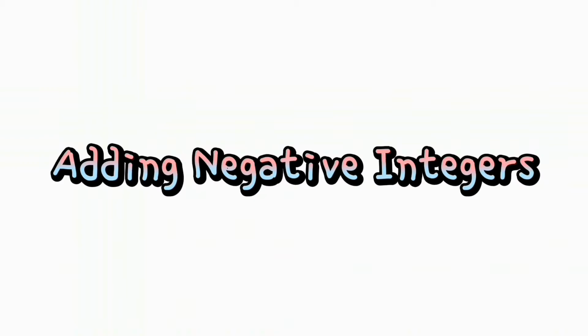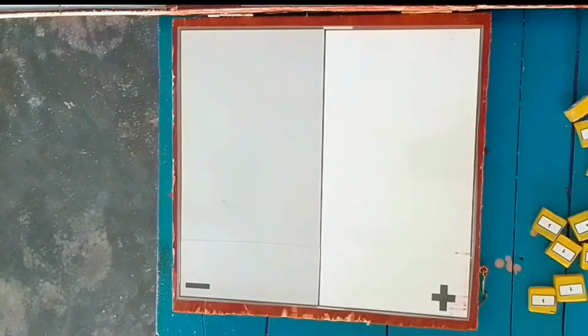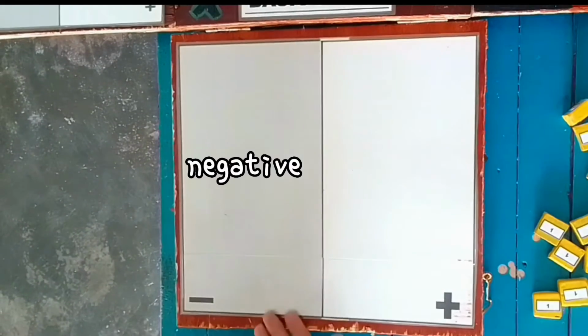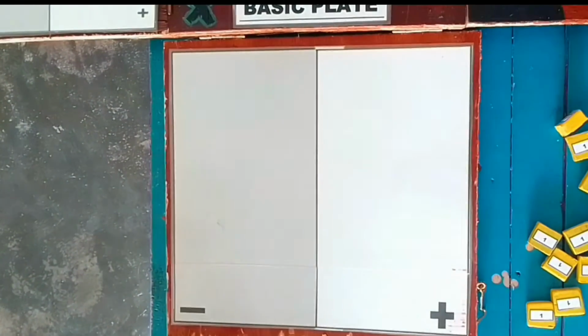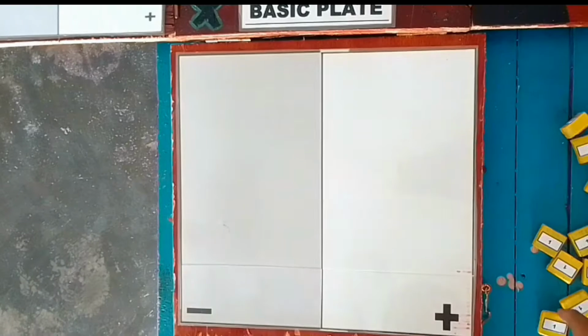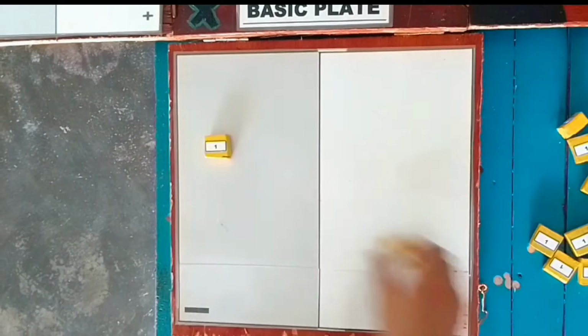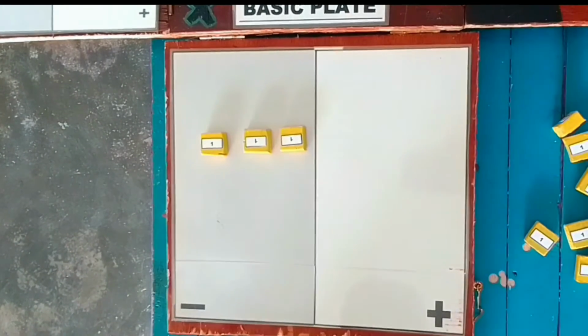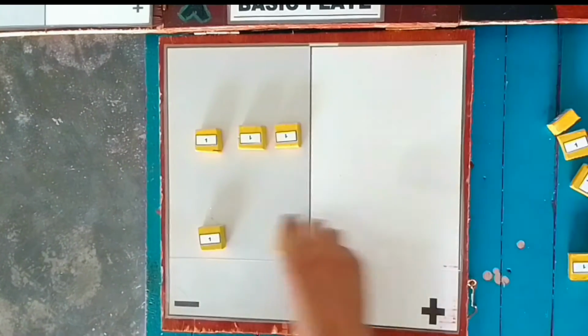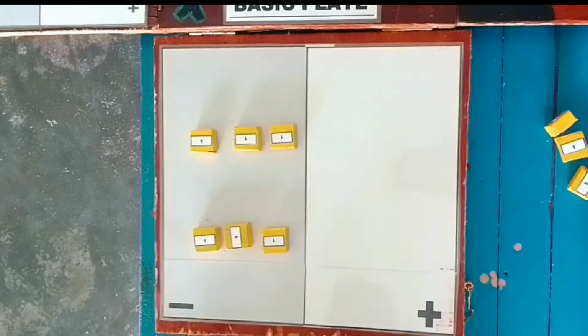Next, adding negative integers. In adding negative integers, we are going to use the negative part of the basic math plate. For example, we will add negative 3 and negative 3. First place negative 3 tiles on the negative side indicating negative 3, and another 3 tiles on the negative part indicating negative 3.